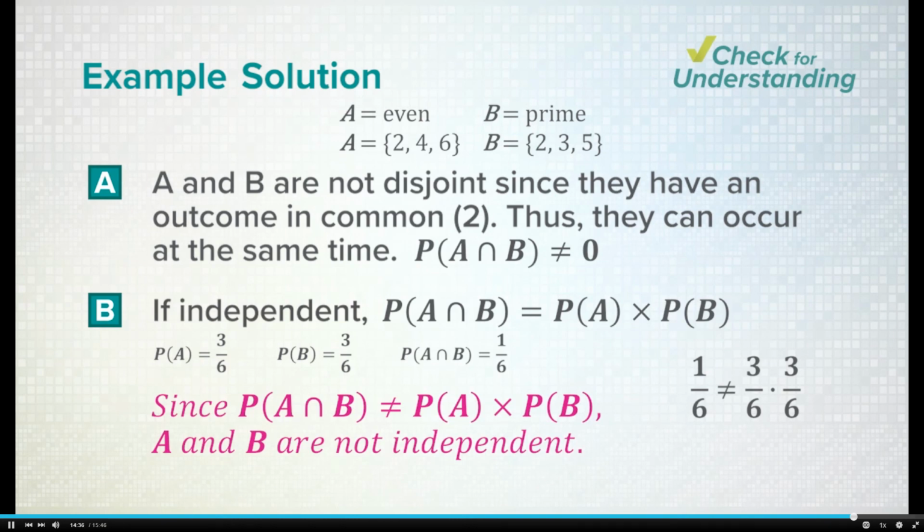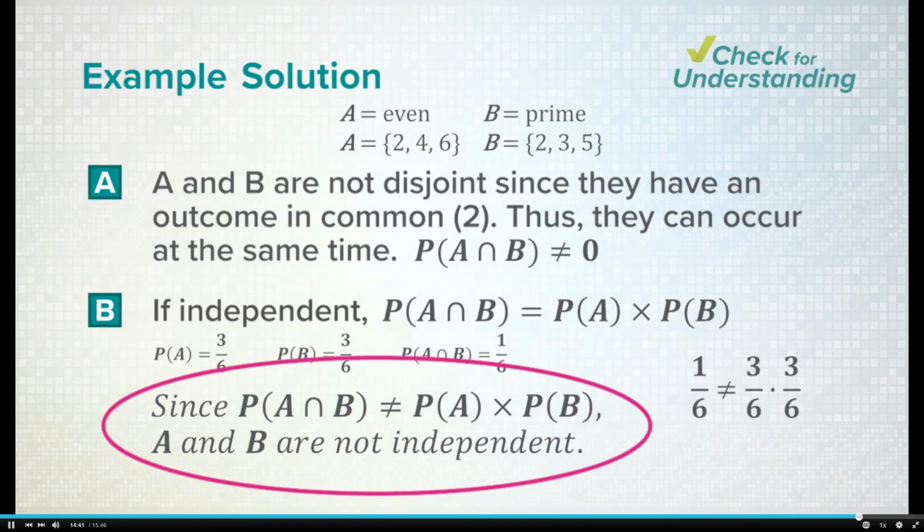As you're looking at what you wrote in comparison to what I have here, make sure that you have a logical sequence to tell me whether the events are independent or not. I always start with an if statement. If they were independent, then this would be true. Then you'll show me whether it is or isn't true to make the then statement. If it is true, then the events are independent. If it isn't true, then the events are not independent. And that's the case that we have here.